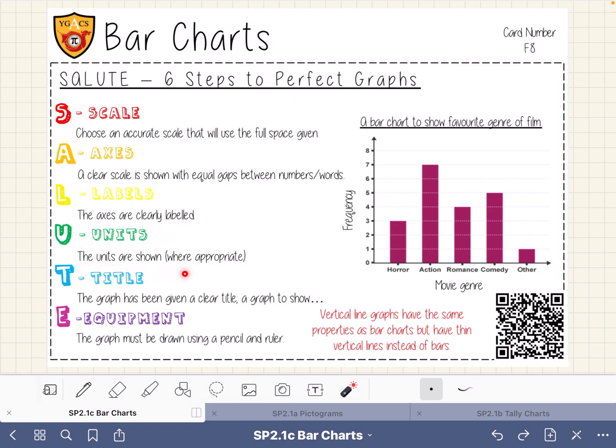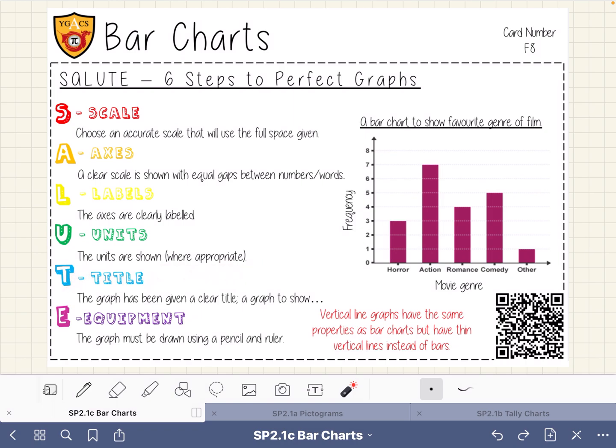Units. In this case, units are not appropriate. However, if you were working with time, for example, you would be making sure you'd say whether you're using seconds, minutes or hours. If you're working with distance, you will be saying whether you're using millimetres, metres, kilometres and so on. So where appropriate, make sure you include your units.